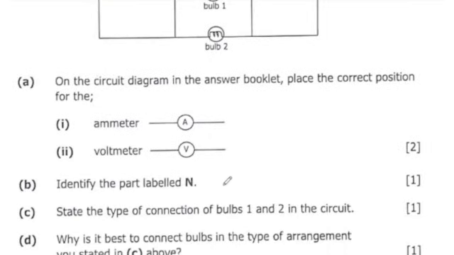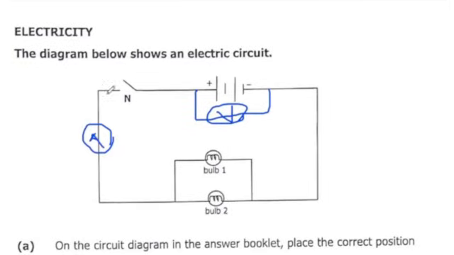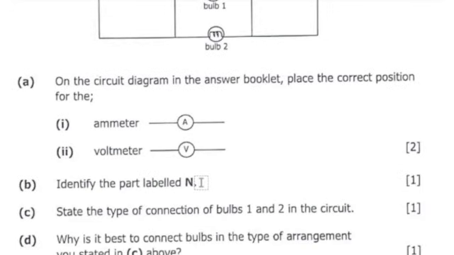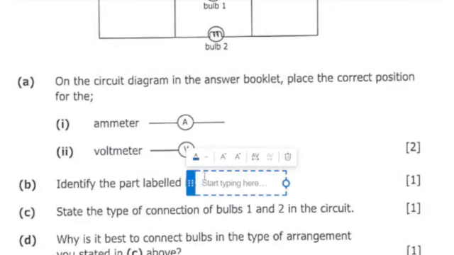Identify the part labeled N. Let's go there. Oh, I didn't even see that there is N in the letter there. And that is what? What do we call that? That is switch. Okay, that is switch. You need to make sure that you pay attention to the diagram you study, and you note if there is a letter, you make sure you identify the letter. So we go there and say the N is equal to switch.